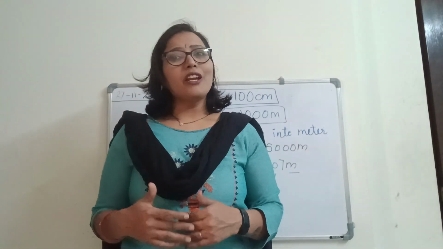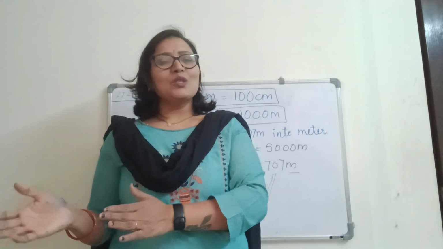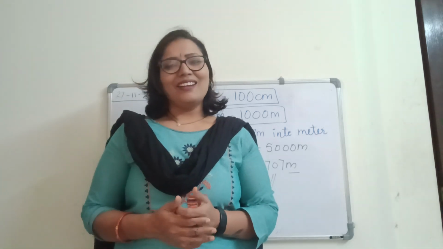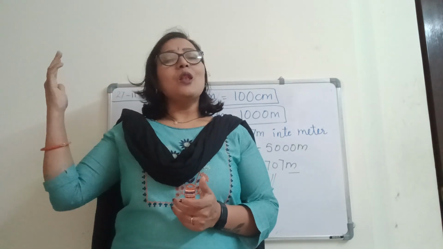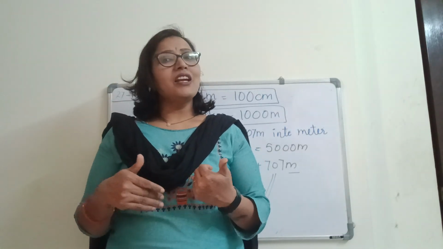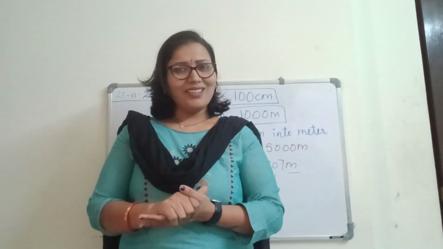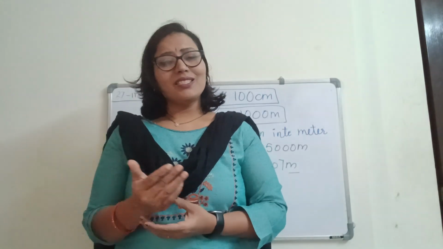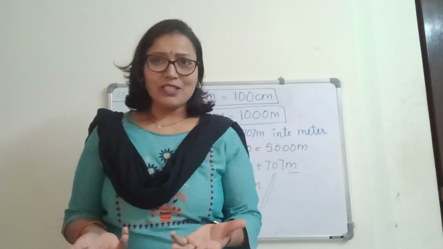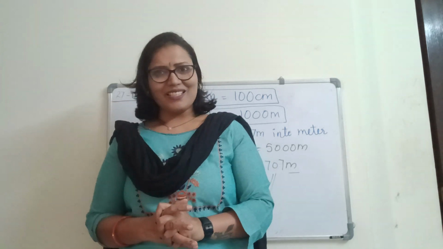Whenever we are converting a higher unit to a lower unit, we multiply by 100 or 1000. And whenever we are converting a lower unit to a higher unit, we divide by 100 or 1000. Till now we learned this much only. In the next class we'll see how to measure weight and capacity: how to measure the capacity of any object or the weight of any object. We'll see in the next class.